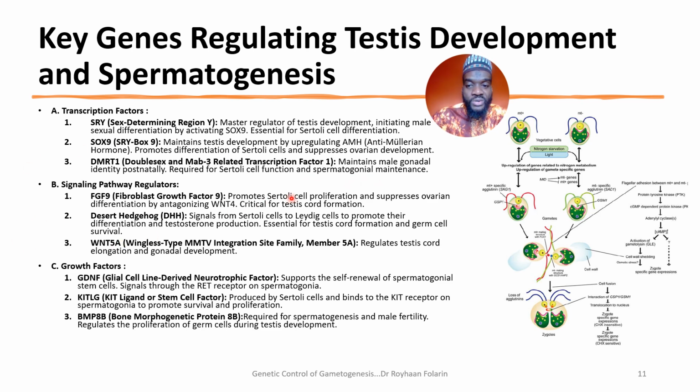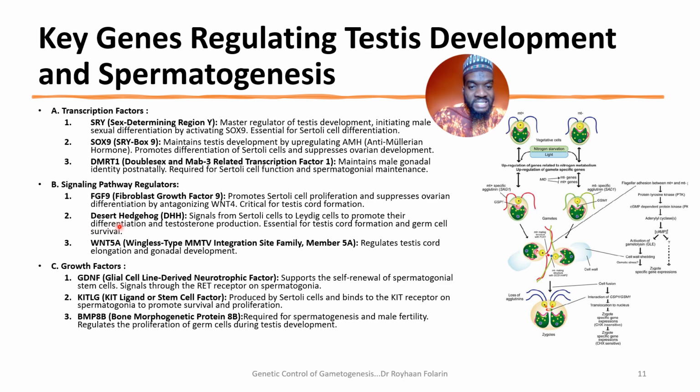The second category of genes are the signaling pathway regulators. These are the genes that are involved in cell signaling, and this includes FGF9, which I mentioned not long ago, which promotes the proliferation of the Sertoli cells after formation, and then suppresses ovarian differentiation by antagonizing the Wnt4. It's very critical for the formation of the testicular cord.